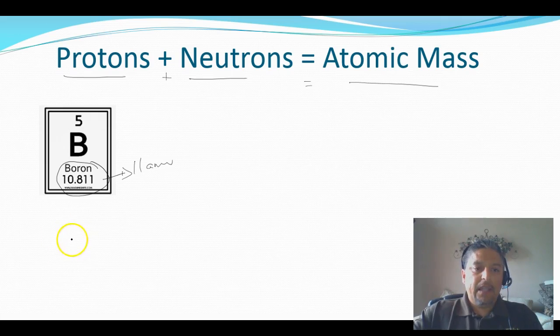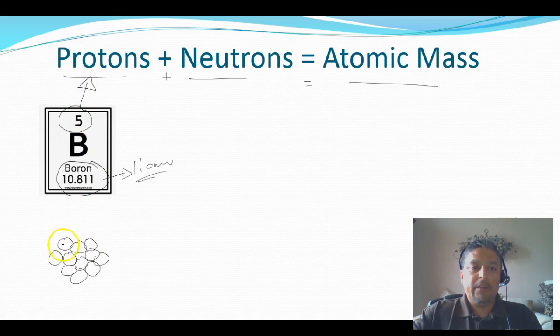So we can have 11 particles: 1, 2, 3, 4, 5, 6, 7, 8, 9, 10, and 11. And out of those 11 particles, 5 of them are going to be protons, as we have seen this concept in a different video. So 5 of them are going to be protons: 1, 2, 3, 4, and 5. So there you go.